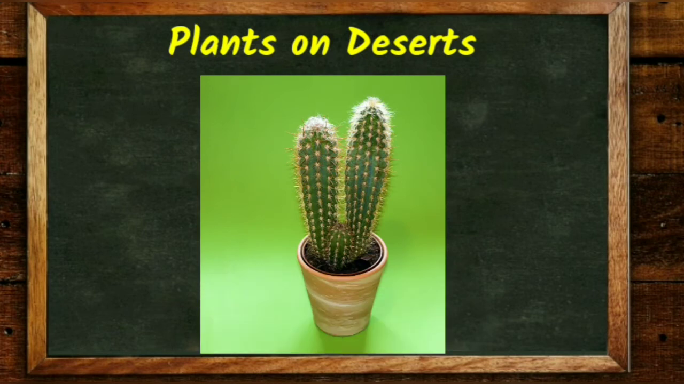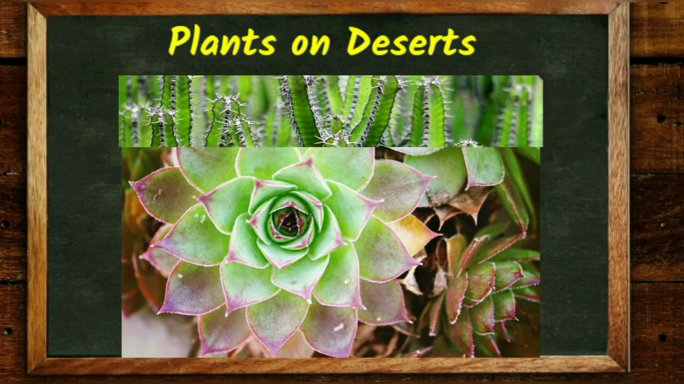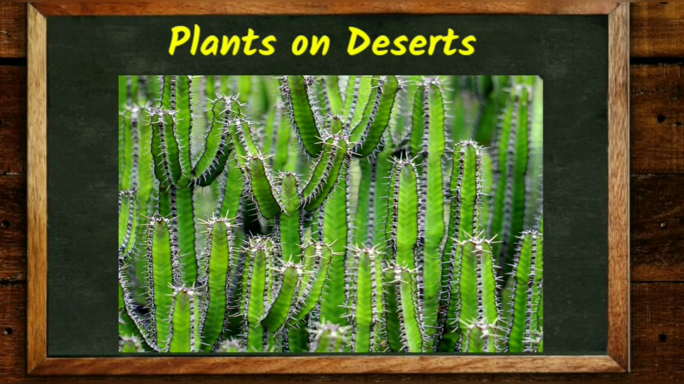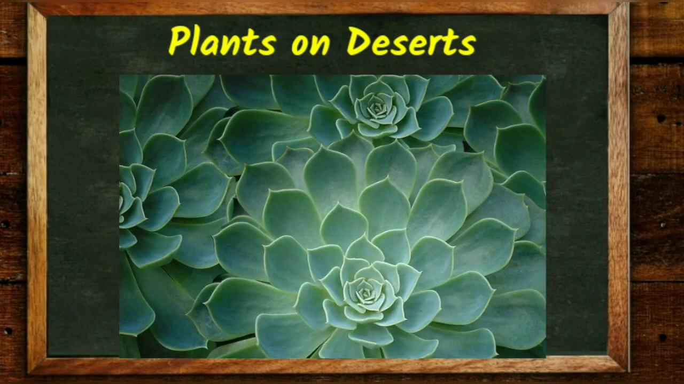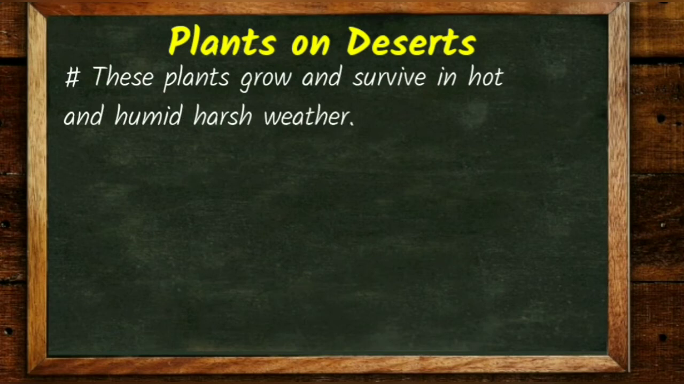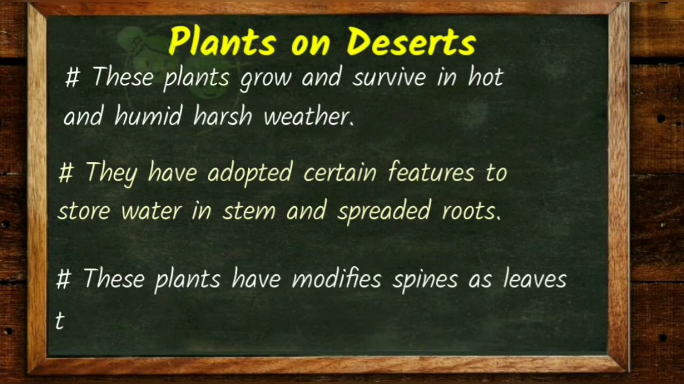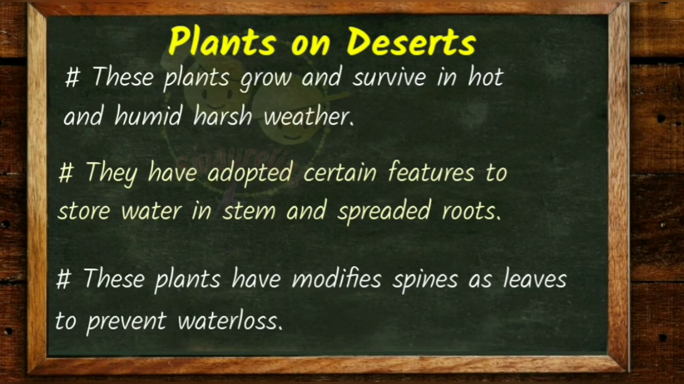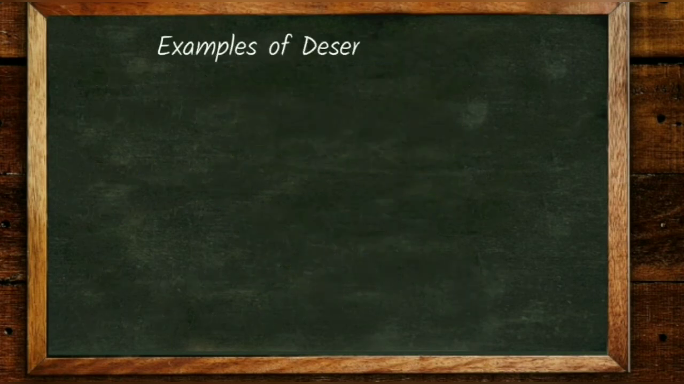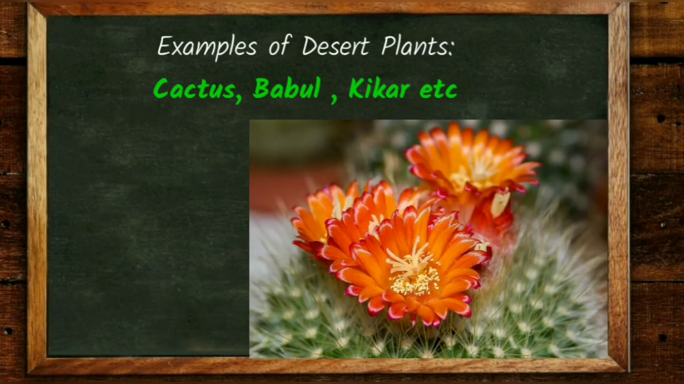Now we'll learn about plants in deserts. These plants grow and survive in hot, harsh weather. They have adapted certain features to store water in their stems and have spreading roots. These plants have modified spines as leaves to prevent water loss, because there is scarcity of water all around. It's desert, no water. Examples of desert plants: cactus, babool, kikar. See, this is a cactus flower.